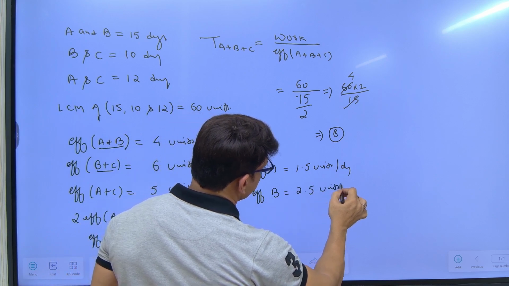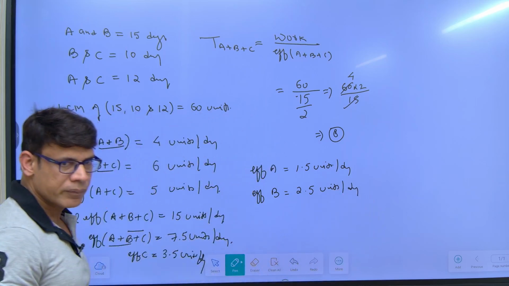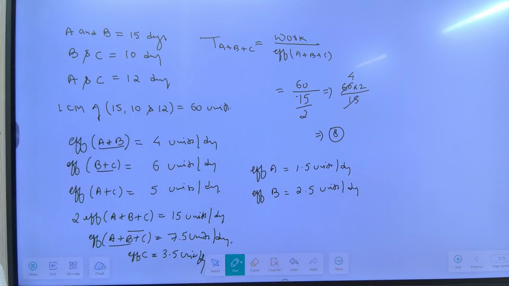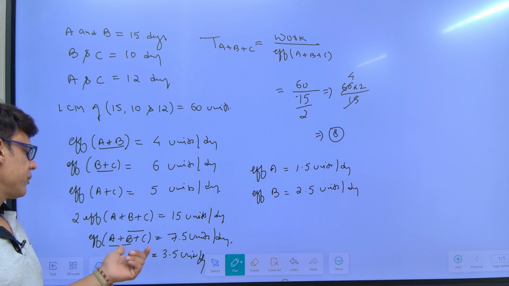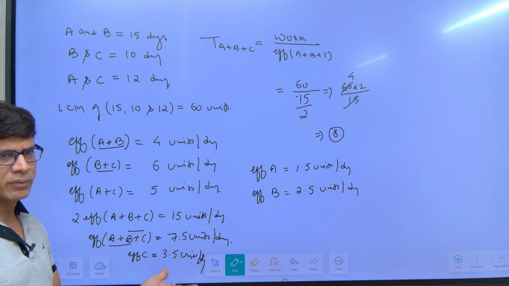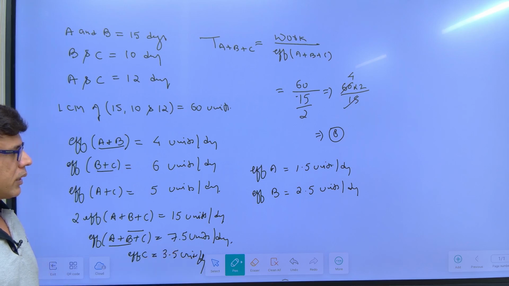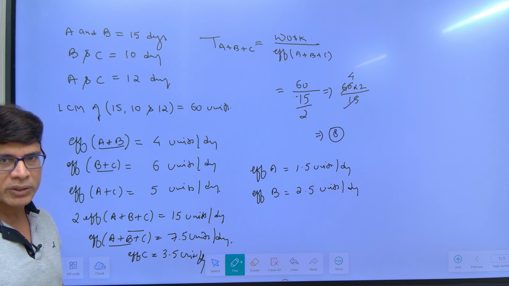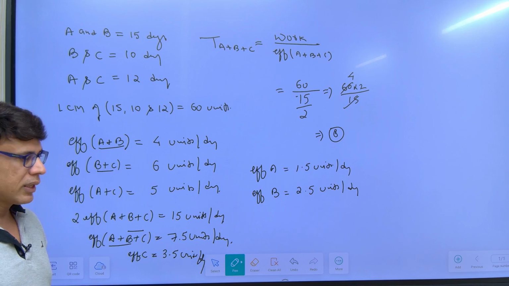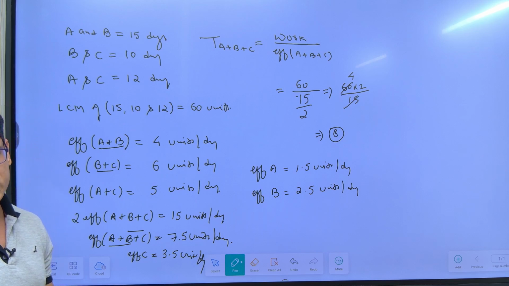2.5 units per day or not? Or you can simply know that A plus C is 5. So in place of A plus C, put 5. 7.5 minus 5, 2. So they can also ask you how many days C alone will take to finish the work. Instead of A, B, C, they can ask you any individual, how much time any individual will take to finish this work. Right?